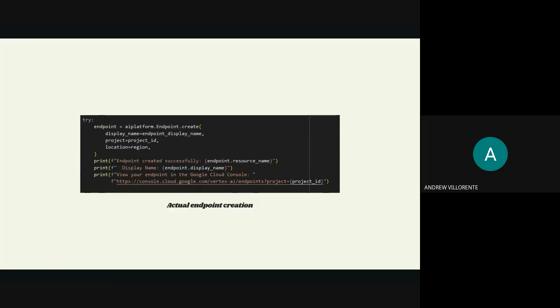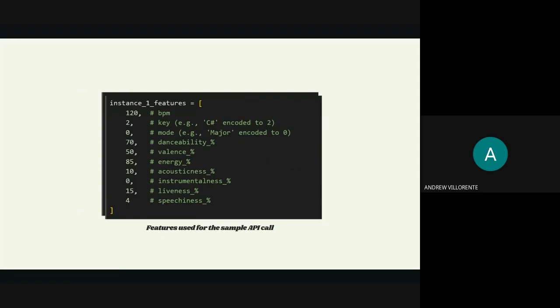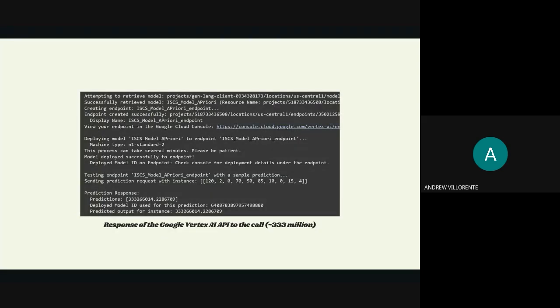This just shows what model we're actually deploying as an endpoint. And then for the sample API call, we use the 10 features as the input. And then this was the response from the Google Vertex API to the call. So based on the 10 input features, we were able to receive a prediction of around 333 million streams.